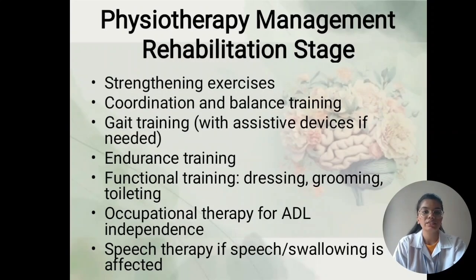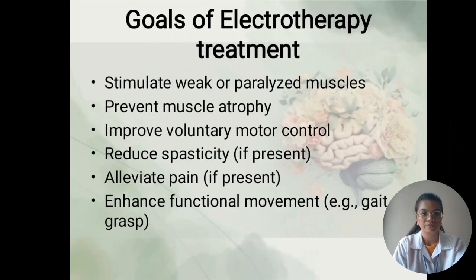The third stage is the rehabilitation stage, in which strengthening exercises will be started, coordination and balance training, gait training with an assistive device if needed, endurance training, and functional training like grooming, dressing, toileting and every activity of daily living. Now occupational therapy for ADL independence, and speech therapy if speech or swallowing is affected.